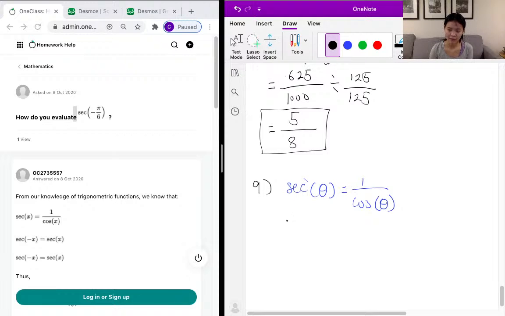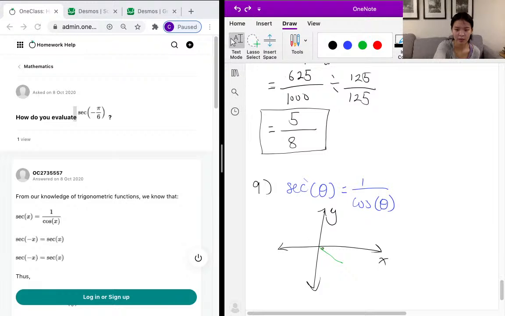So now let's try to find the cosine of negative pi over 6. First, we need to know our reference angle, so let's use the unit circle here. I'm not actually going to draw the actual circle, but just a set of coordinates. The goal here is negative pi over 6, so let's draw our negative pi over 6.